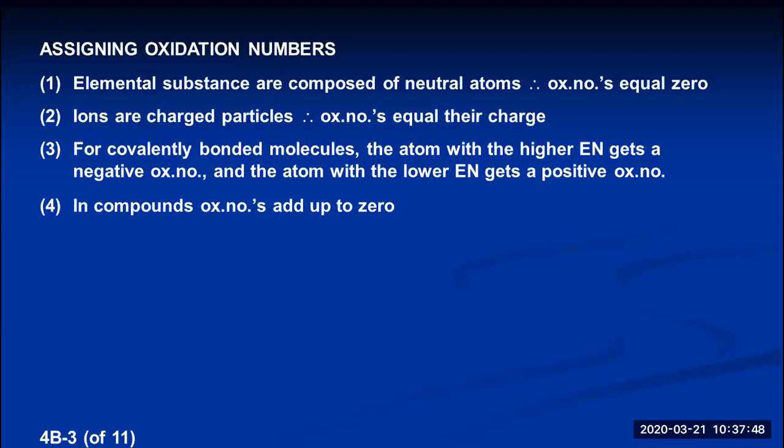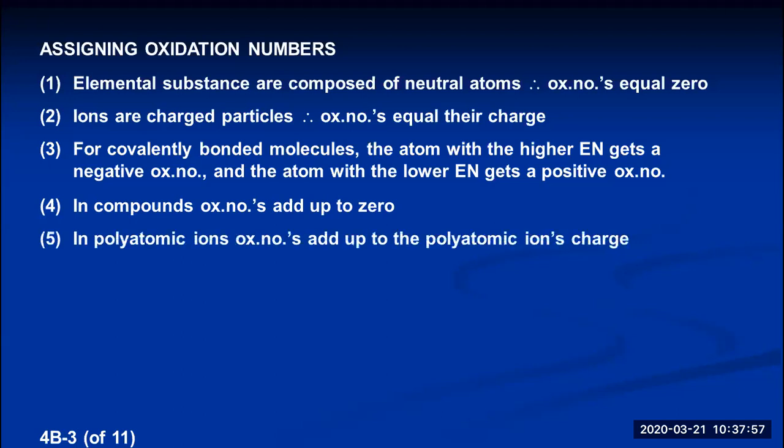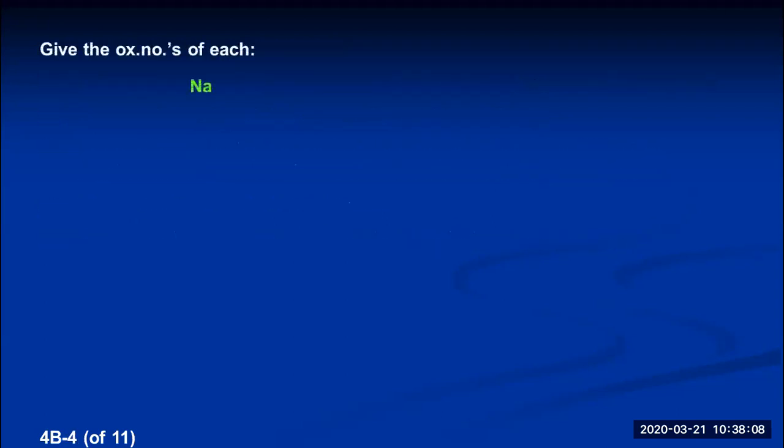Fourth rule, if you have a neutral compound, the oxidation numbers will have to add up to 0, so algebraically that'll help us in assigning oxidation numbers. And similarly, if you have a polyatomic ion, the oxidation numbers will add up to whatever the polyatomic ion's charge is. Let's look at some examples. The symbol Na represents elemental sodium, which is made of millions and millions of sodium atoms. Atoms don't have any charge, so the oxidation number of elemental sodium would be 0.